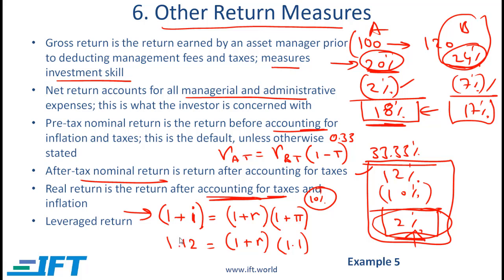If we use the same numbers, the nominal after-tax return is 12%. So we have 1 plus 12%, which is 1.12, is equal to 1 plus the real return times 1 plus inflation. Inflation is 10%, so 1 plus 10% means 1.1. When you solve for R, you will get 0.018, which is approximately 2%.